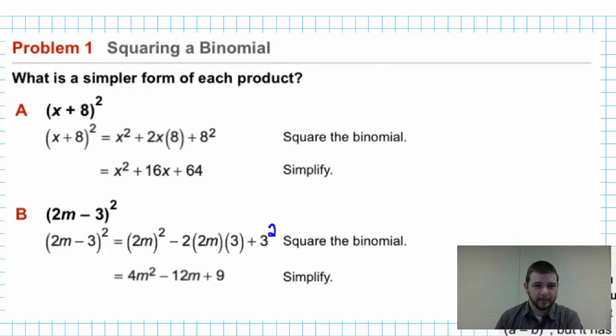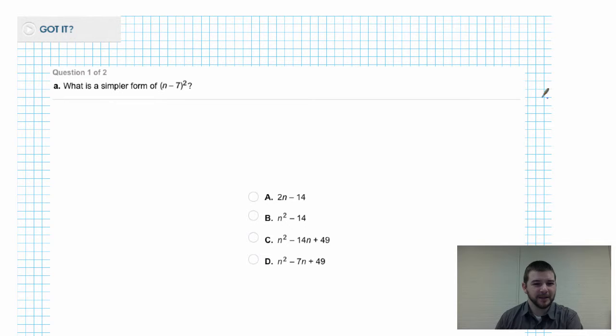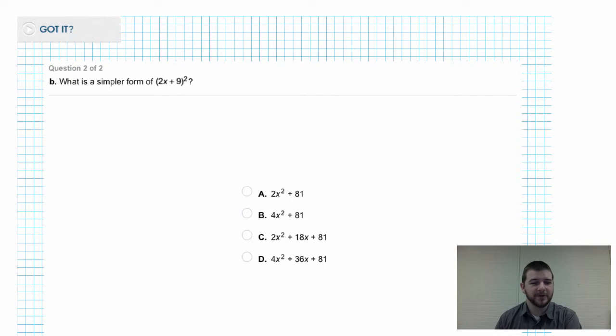And here's your first of 2 opportunities to show that you have got it based on this example. What is a simpler form of n minus 7 squared? Make your selection from the choices below. And your second opportunity to show that you have got it. What is a simpler form of 2x plus 9 squared? Please make your choice from the options below.